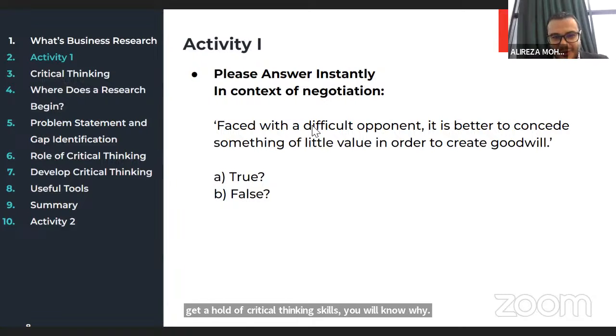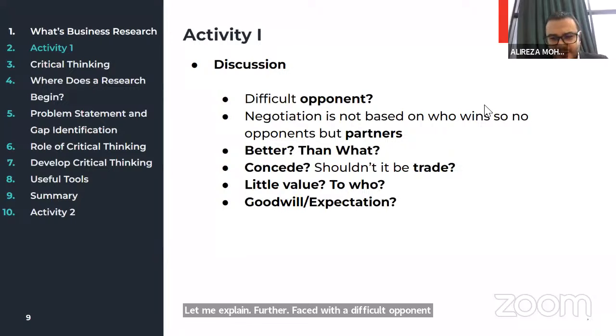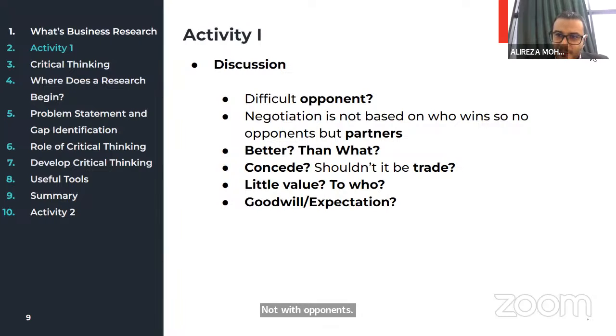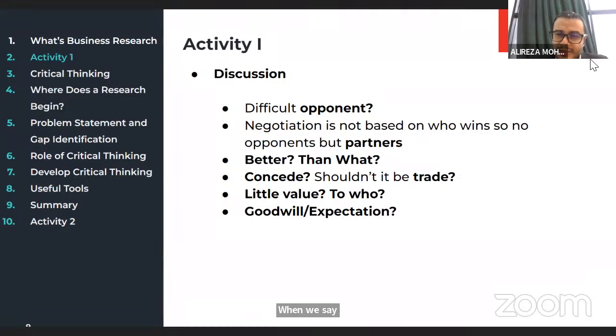Let me explain further. Faced with a difficult opponent, if we are negotiating, are we negotiating with an opponent? We do negotiate with partners, not with opponents. Negotiation is not based on who wins, so no opponents but partners. When we say it's better, it's better than what? We should ask these questions when we see a bold general question like that. We should ask ourselves, better than what?